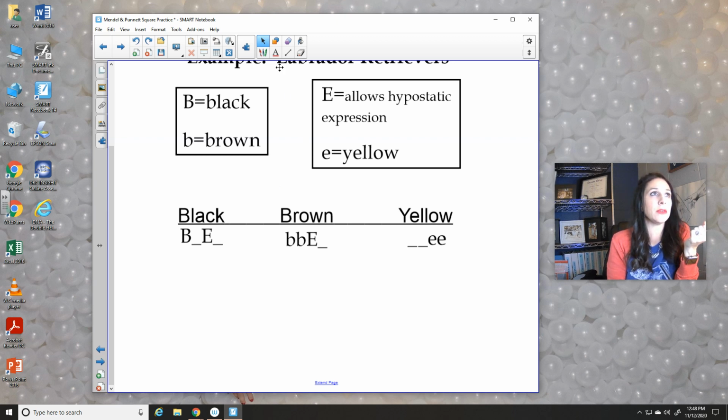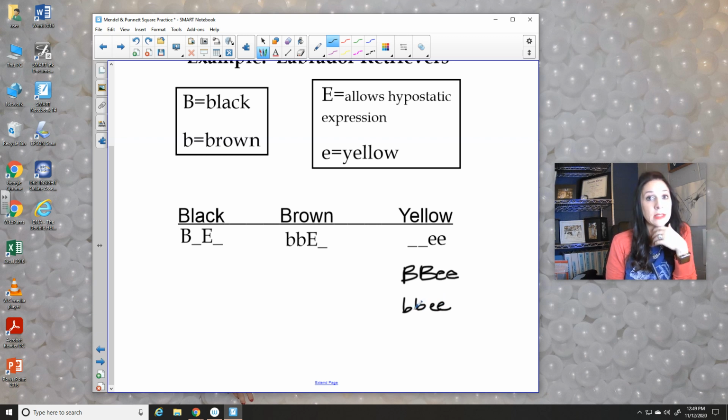So even if the genotype, let's say, is big B, which would code for a black lab, with this present, this means the pigmentation will not be deposited, and this will be a yellow lab. If we had this genotype, this normally would have been a brown lab. However, because of the epistatic allele, this pigmentation will not be deposited, and instead we're going to get a yellow lab. Let's work a problem out.